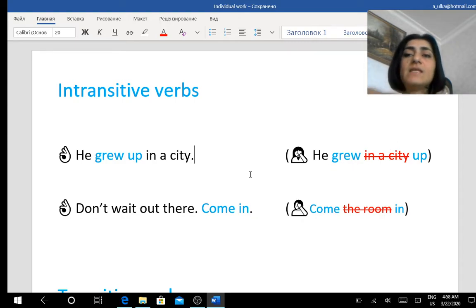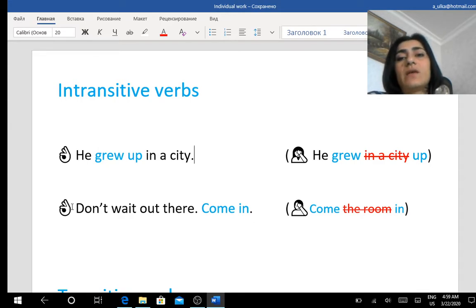In this case, he grew up in a city. It's like a place. We cannot put this place, in a city, between a verb and a preposition. So they go all together. He grew up in a city.